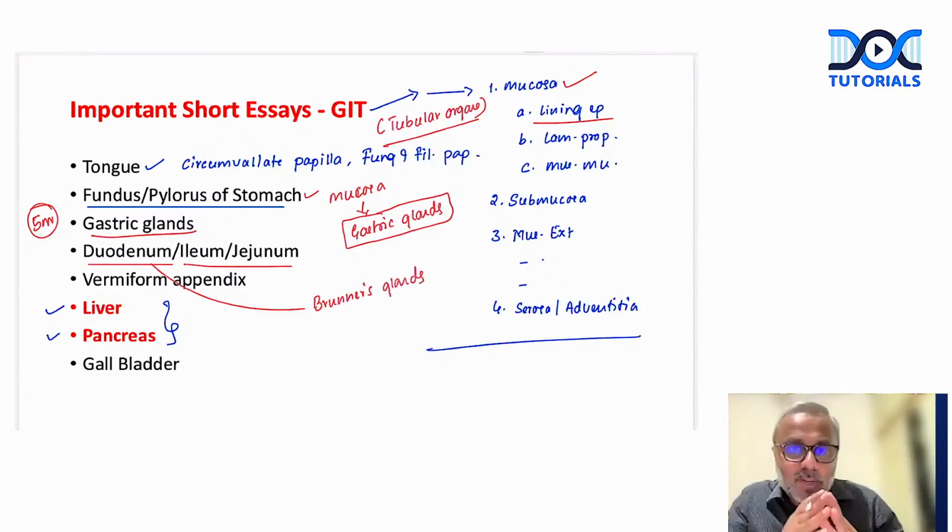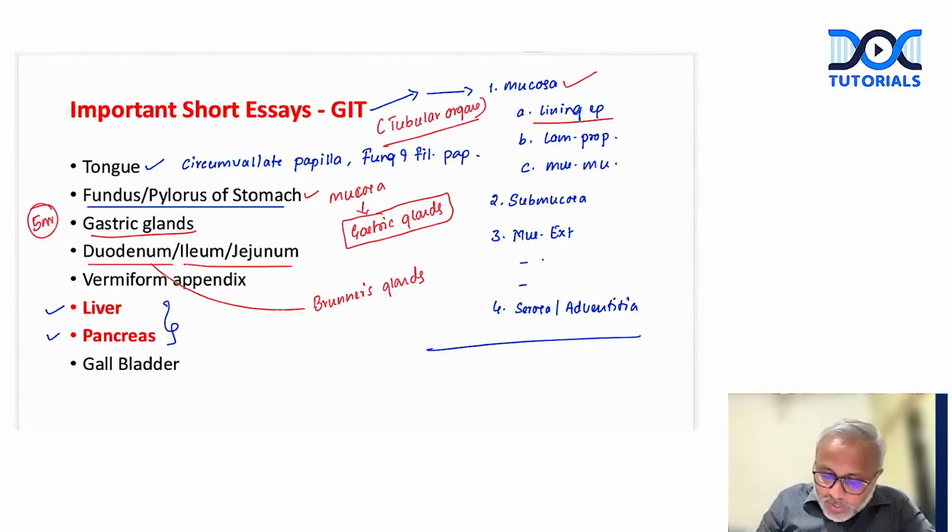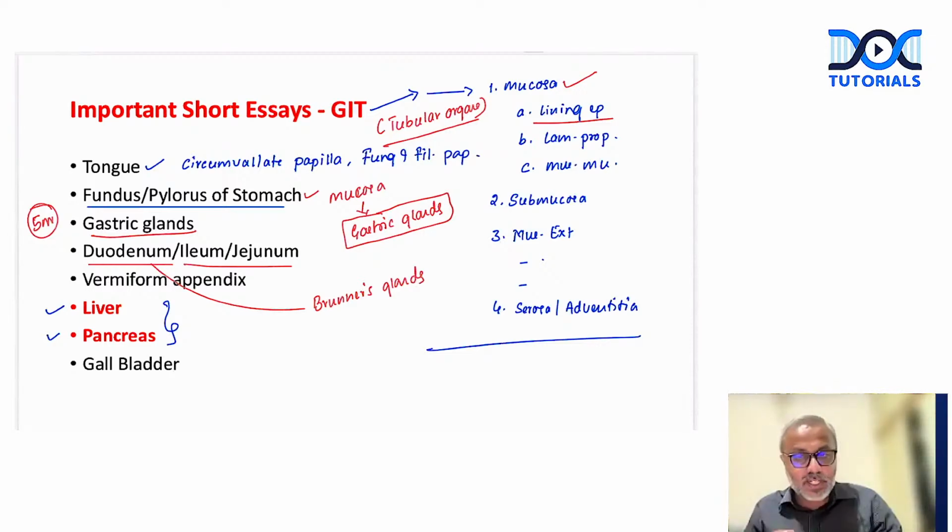Remember, if it's asked for a 3-marker question, you should be able to write at least 3 to 6 points regarding that structure. Then in the frequency, it's not in the order, I know. Duodenum, jejunum, ileum, that's the order. But why I have put ileum is, apart from duodenum, the other frequently asked question from small intestine is ileum.